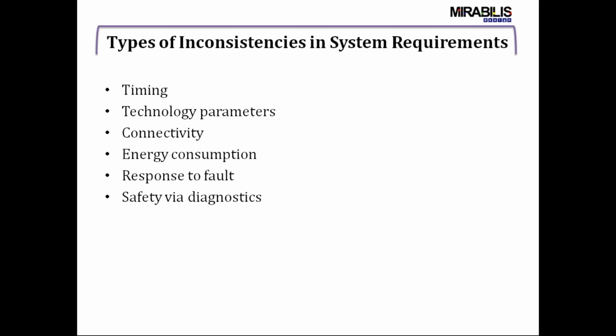And in addition to that, confusions related to technology parameters themselves. For example, it could be bytes versus bits, or channels versus how many lanes you're going to use and things like that. Those technology-related confusions may also cause a lot of inconsistencies in terms of system requirements.